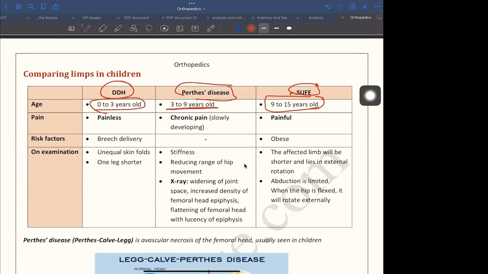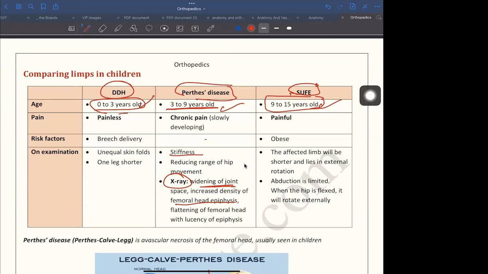And Perthes disease is due to an inflammatory process that happens in your hip joint. So there will be some stiffness and reduced range of motion, and when the x-ray is done, there will be widening of the joint space and increased density of the femoral head epiphysis, and flattening of the femoral head with fragmentation of the epiphysis. So basically these are the differentiations. So you differentiate between them by the age, which is the most important factor.